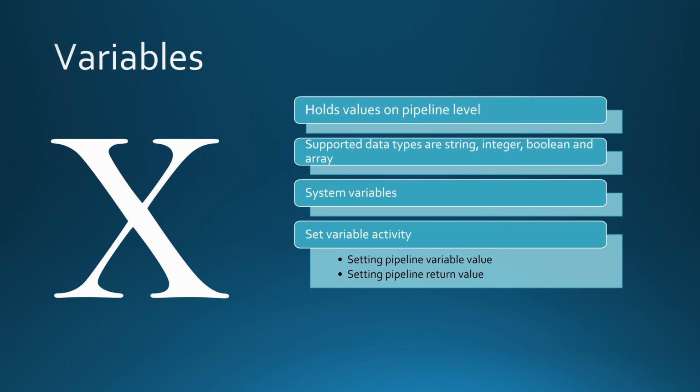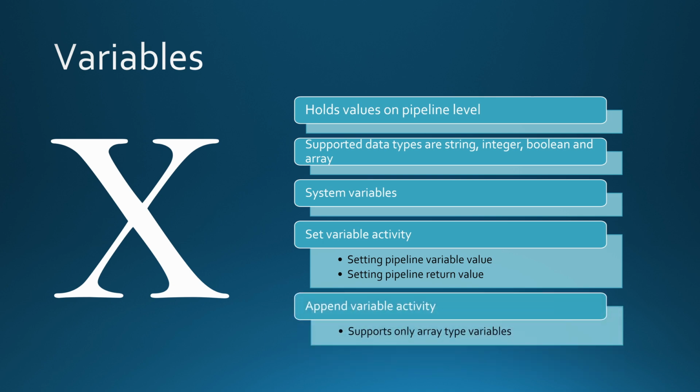But this we will cover in much more detail in upcoming videos. Then we have an append variable activity, and this only supports array type variables. With this you can append values in the array type variables, and this can come in handy if you need to create an array dynamically during the pipeline execution. Now we have covered the Azure Data Factory parameters and variables on a conceptual level. So next, let's open up our Azure portal and our Data Factory to see how these concepts work in action.